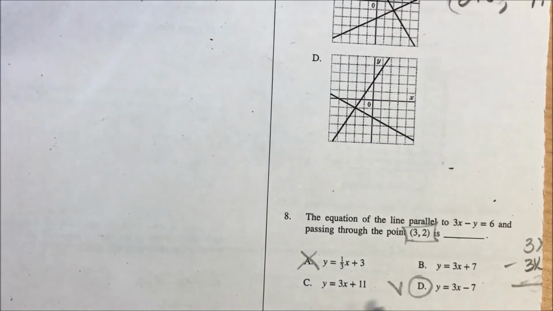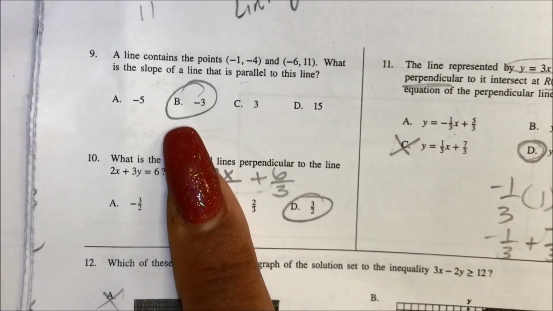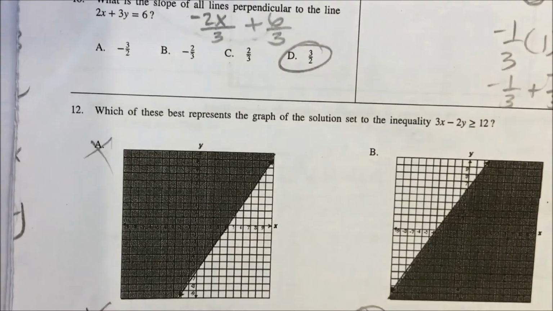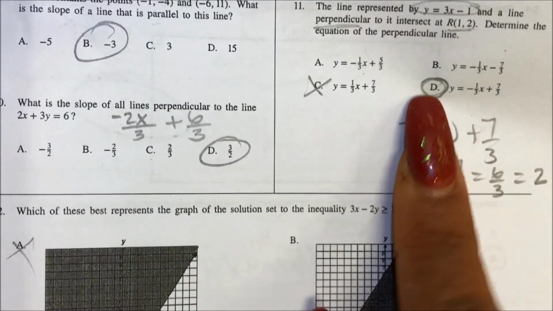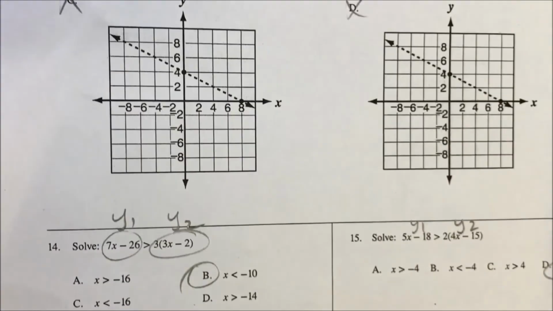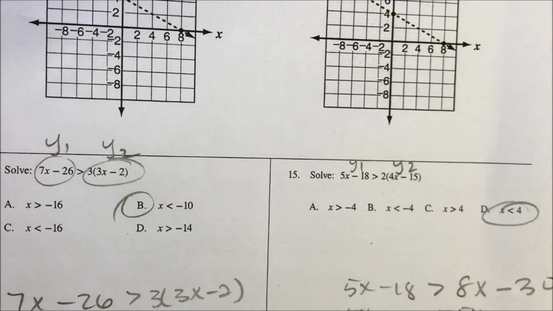Number 8, the answer is D as in dog. And on number 9, the answer is B as in boy. 10, the answer is D. 11, the answer is D. 12, the answer is D. 13, the answer is A. 14, the answer is B. And 15, the answer is D as in dog.